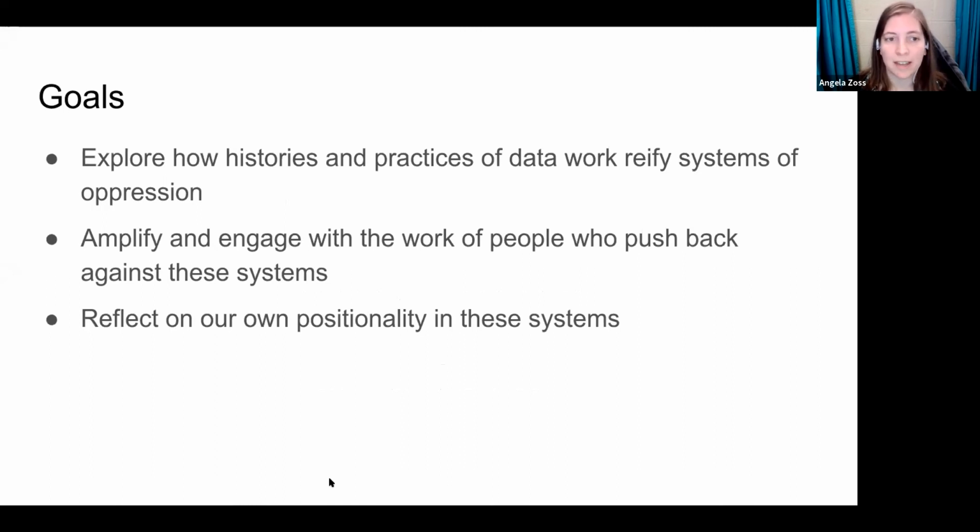The goals of the introduction and exercise include the following. We will undertake an admittedly brief exploration of how the histories and practices of data work reify systems of oppression. We're going to amplify and engage with some of the work of people who are pushing back against these systems. And finally, we'll take a little bit of time to reflect on our own positionality in these systems. We'll end with about 5 minutes to spare before the keynote, so we'll have a little bit of a break.